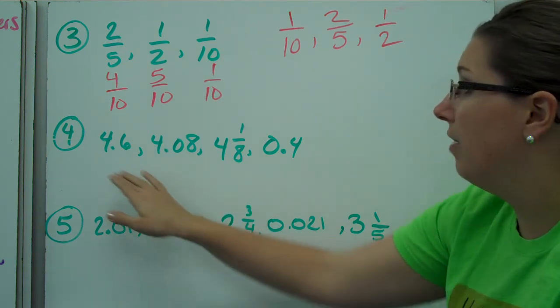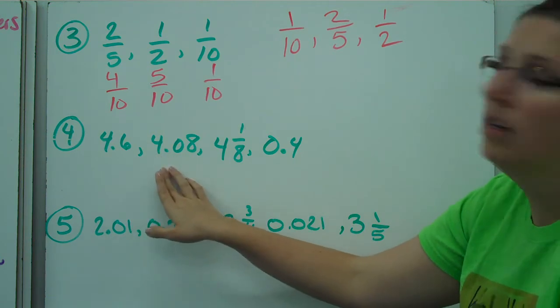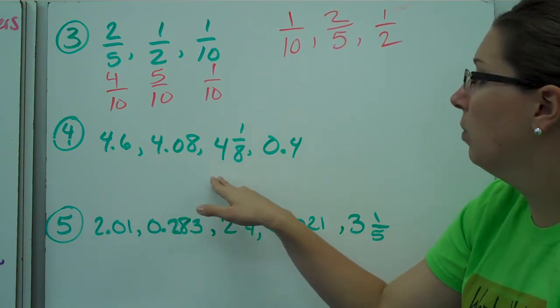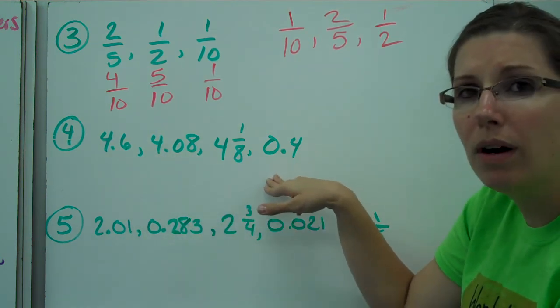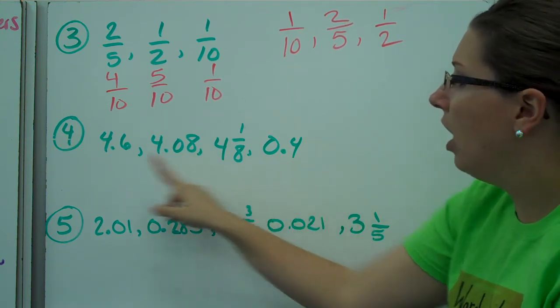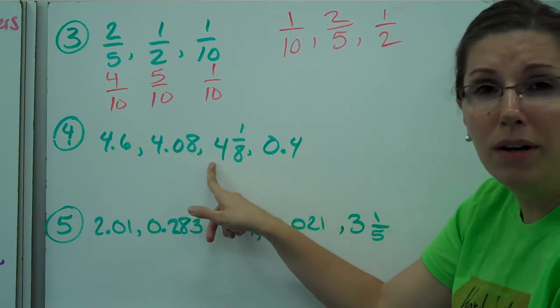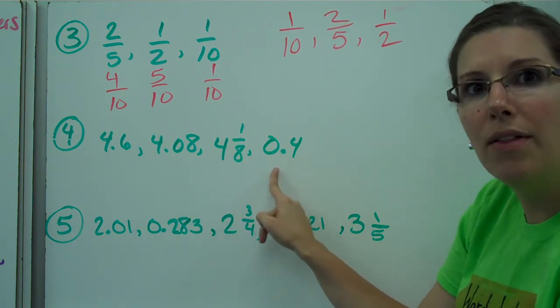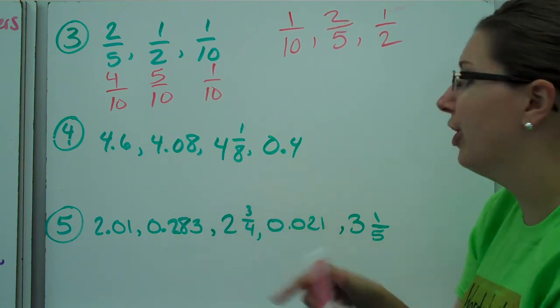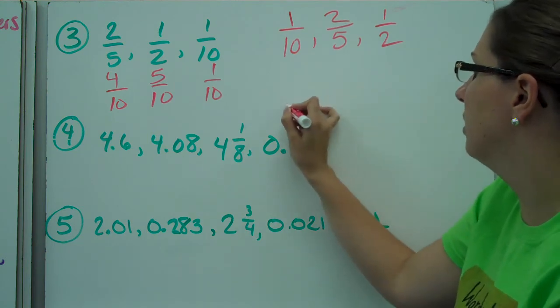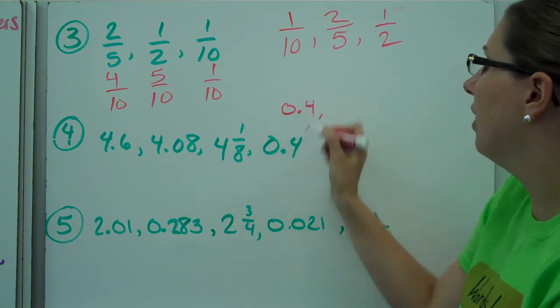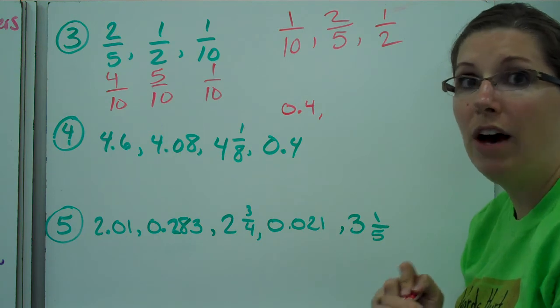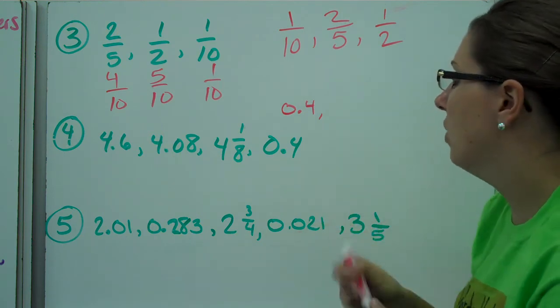First of all, I notice I have 4.6, 4.08, 4 1/8, and then 0.4. Well, looky there. All of these numbers started with a 4 as a whole number. This has 0. So I know this is going to be my smallest for sure. So I'm going to go ahead and put that one down, 0.4. That's my first value. That's my smallest. So that one's out of the way.